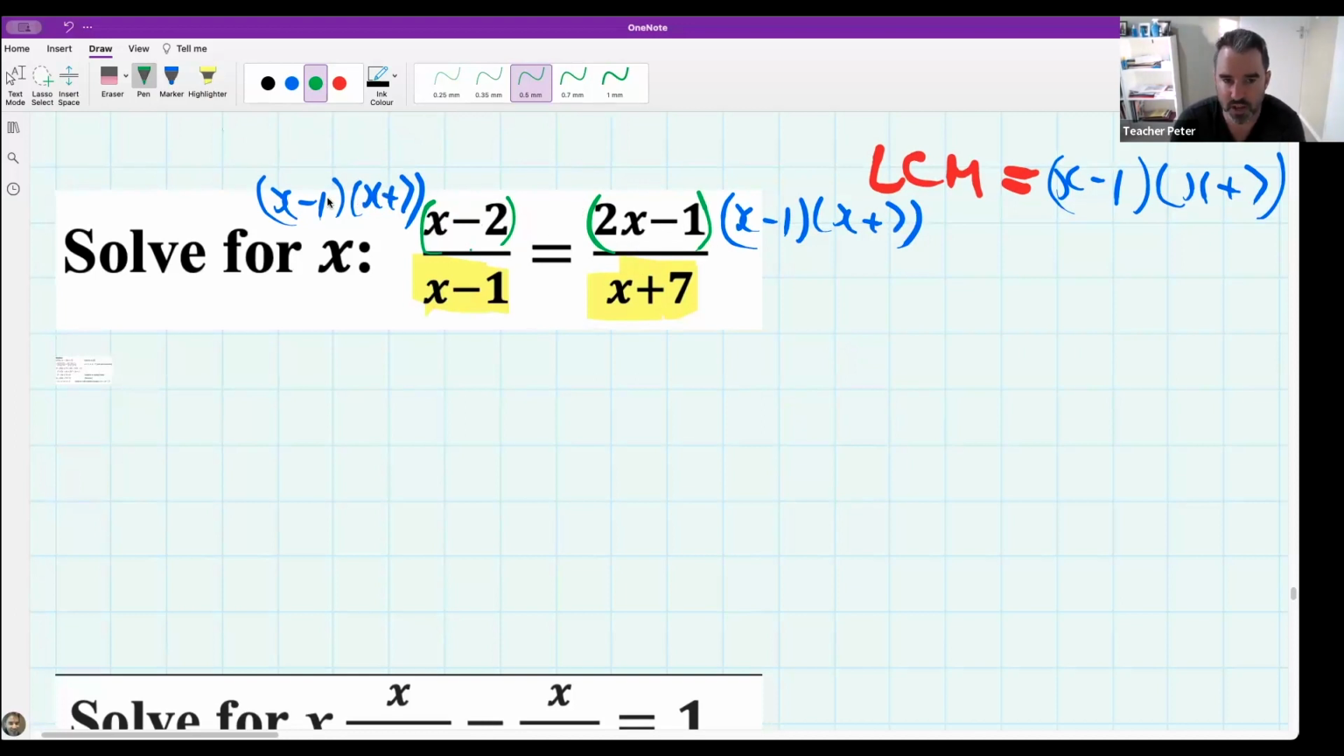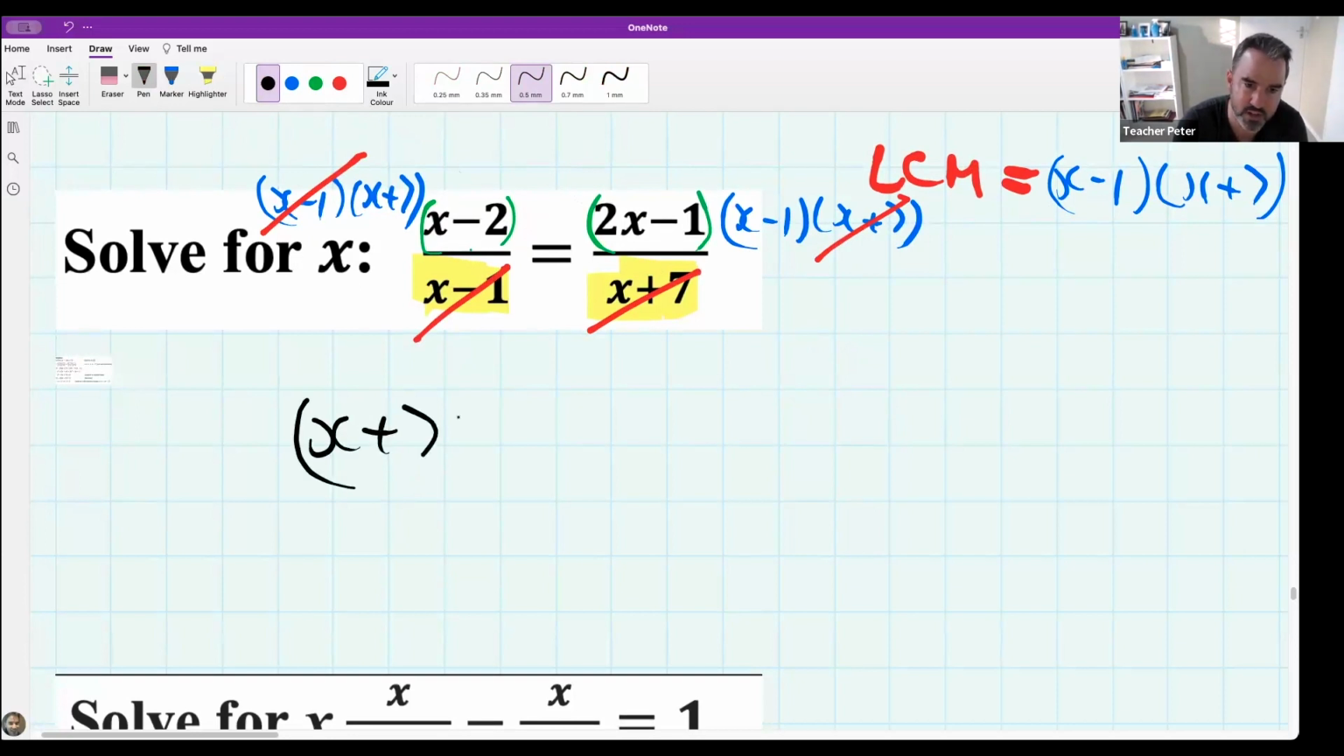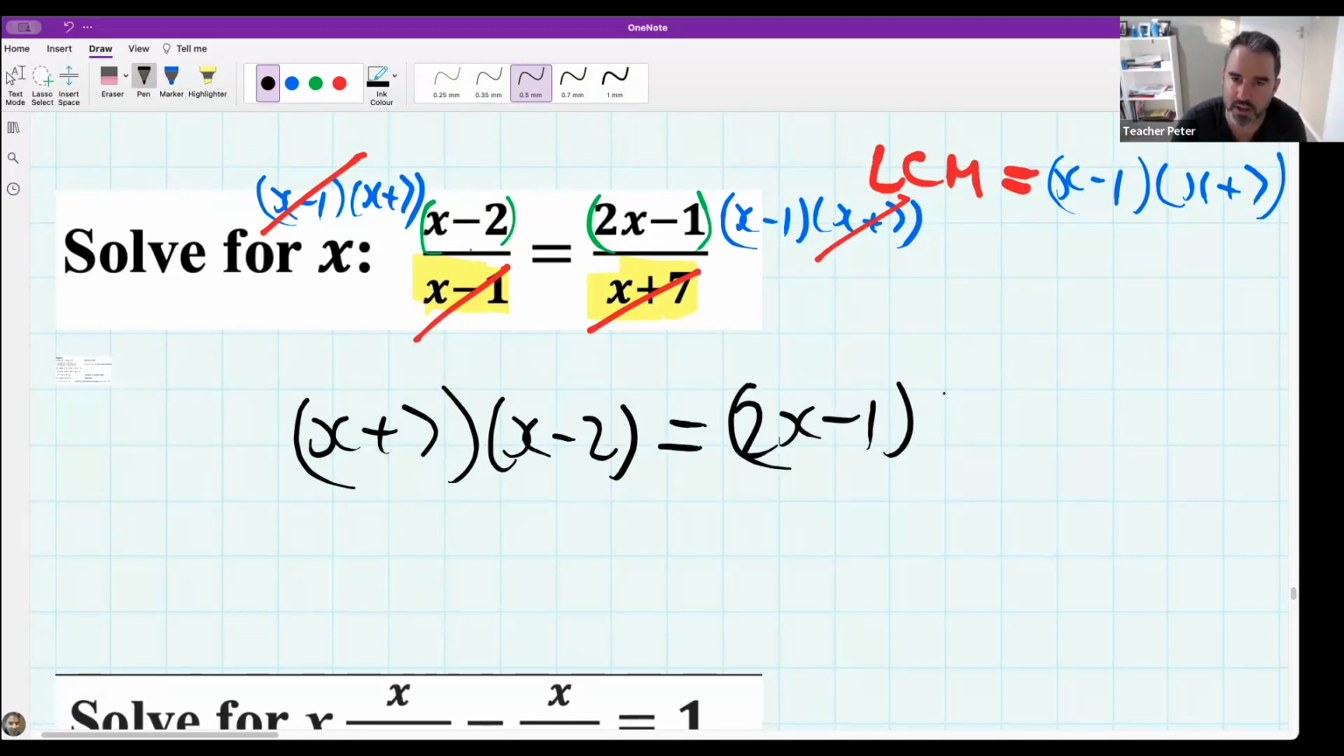If you multiply both sides by the same thing, it is still the same equation. But because you chose your LCM so wisely, you can now cancel out x minus 1 over x minus 1. That's the same as 1. You can also cancel out that over there. That means you have the same equation: x plus 7 times x minus 2 equals 2x minus 1 times x minus 1. I want you to solve this quadratic equation for me.